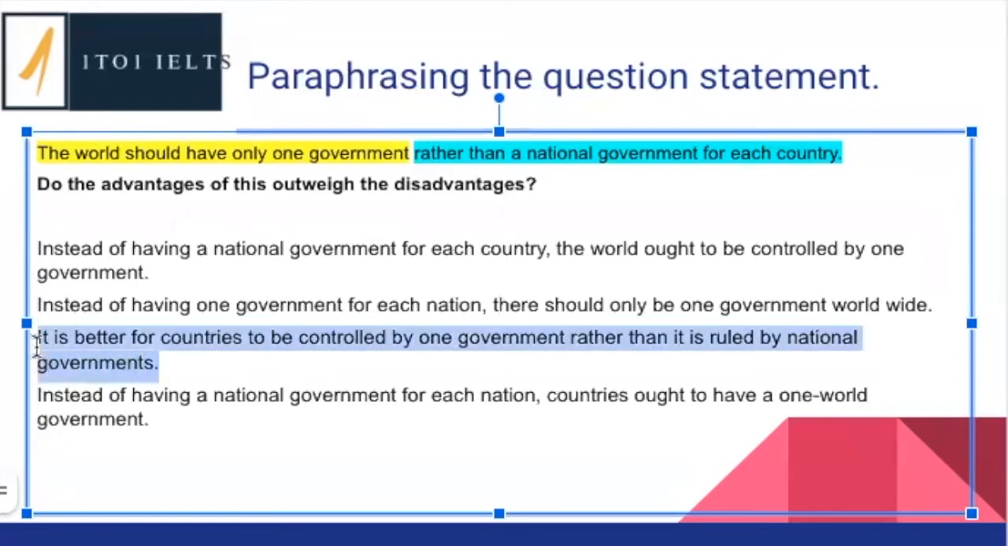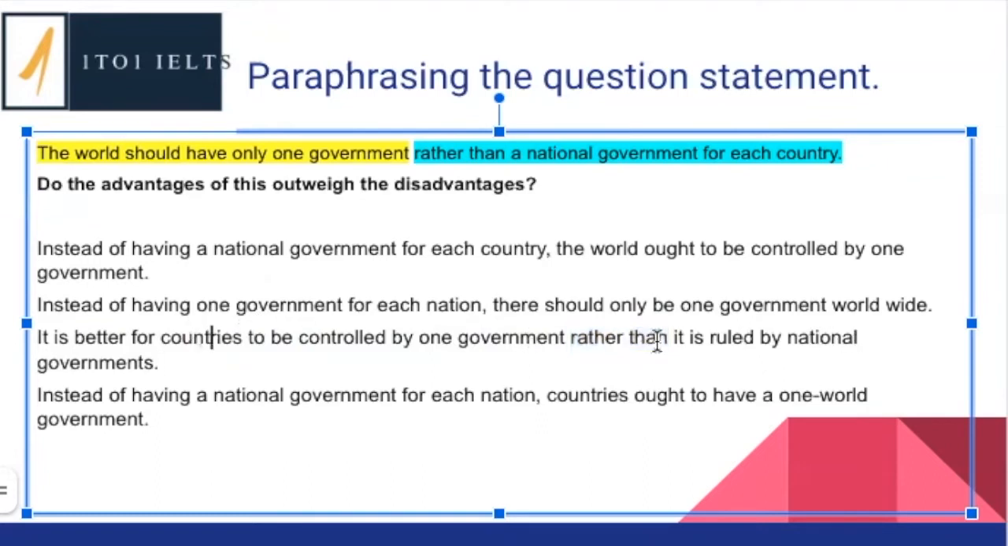Okay, so we're looking at this one, aren't we? "It is better for countries to be controlled by one government rather than it is ruled by national governments." So here we need to be consistent in our structures. Here we've got the passive voice, so if you're going to use "rather than," both of your clauses need to be passive. Okay, so we're going to use these comparative structures. Remember, whenever you use a comparative structure, you're comparing X to Y. You want to keep grammatical structures in comparisons very, very similar. So, for example, you compare an adjective with another adjective. You compare a noun with a noun. You compare something in the active voice with something in the active voice. You compare something in the passive voice with something in the passive voice. Don't mix these things up, to keep it consistent.